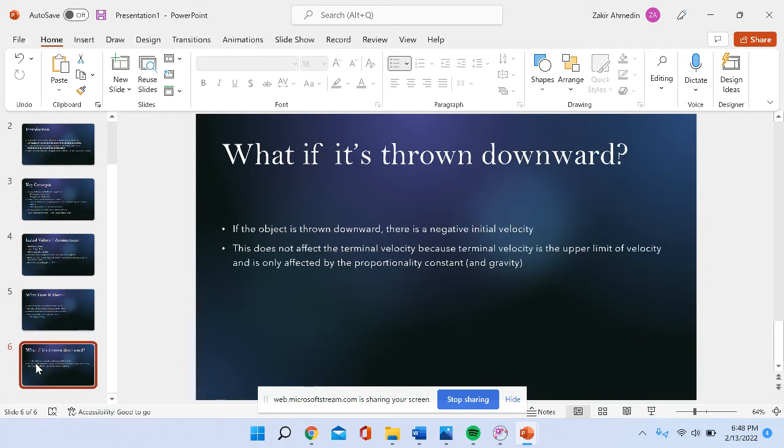So what if it's thrown downward? If the object is thrown downward, then there is a negative initial velocity. This does not affect the terminal velocity because the terminal velocity is the upper limit of velocity and is only affected by the proportionality constant and gravity.